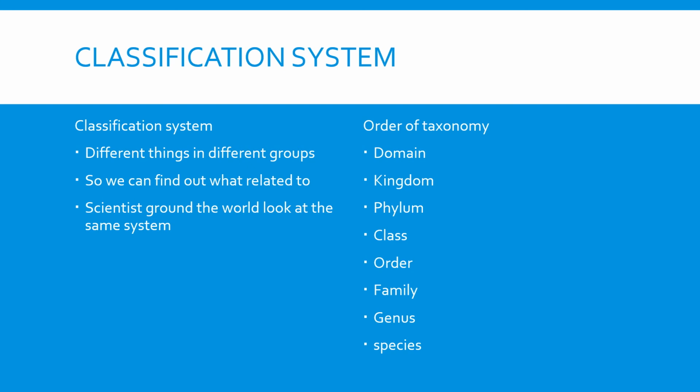And the types of classification are artificial and natural. Artificial would be physical characteristics, and natural would be evolution, hierarchy, features, and stuff like that.